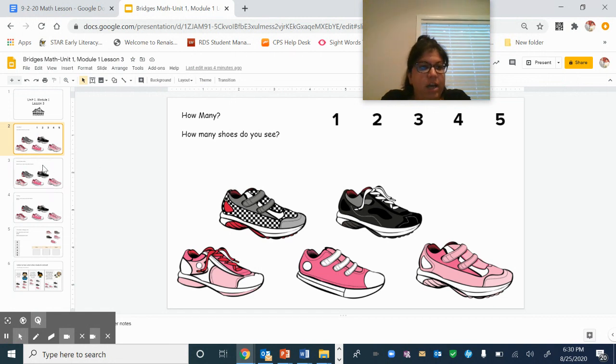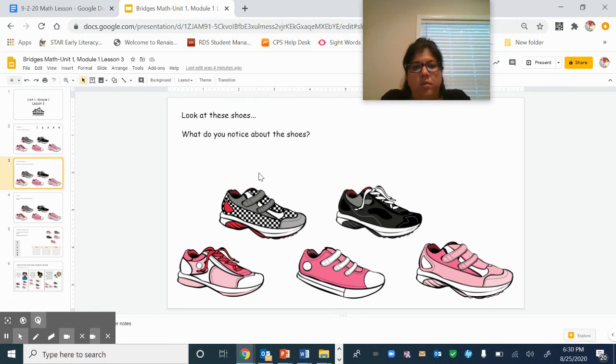All right, good job. Now, let's take a look at these shoes again. They're the same shoes. And I want you to think in your brain right now, what do you notice about the shoes? Maybe it's something that's the same with the shoes. Maybe it's something that's different about the shoes. Have a few seconds of think about it time right now and think about what do you notice about the shoes?